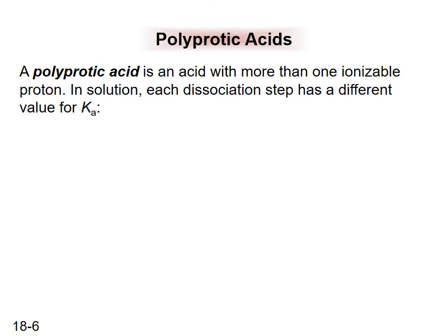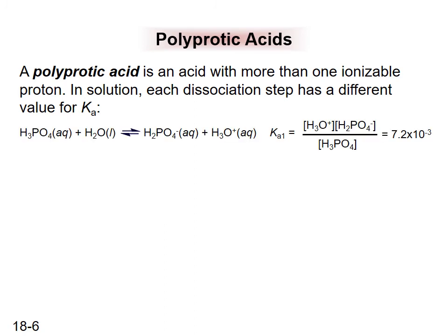A polyprotic acid is an acid with more than one ionizable proton. For example, in phosphoric acid, there are 3 hydrogens to donate. So in water, it first donates 1 hydrogen to water to form hydronium ion. At the same time, it generates dihydrogen phosphate anion.